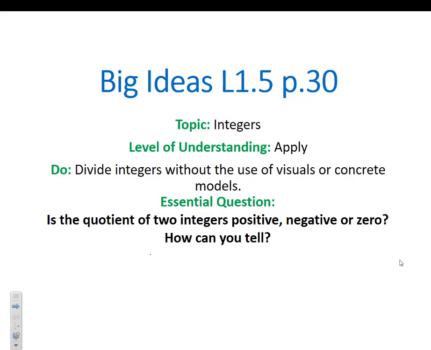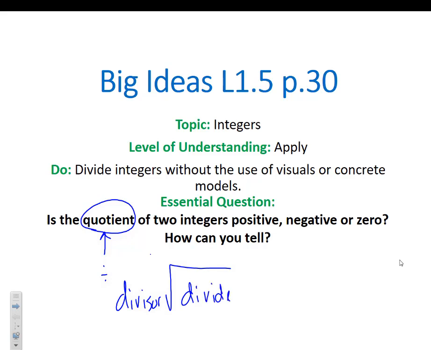Our essential question: is the quotient of two integers positive, negative, or zero? And how do you know? So, ladies and gentlemen, you should understand from previous years, quotient. When I'm finding the quotient, that is the answer to a division problem, because we have the divisor, we have the dividend, and we have the quotient. Q-U-O, T-I-E-N-T. I can spell when I have to.